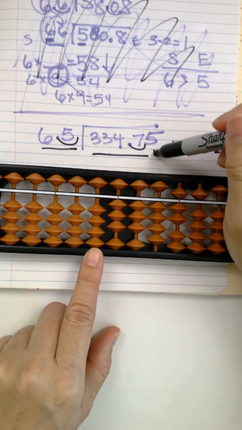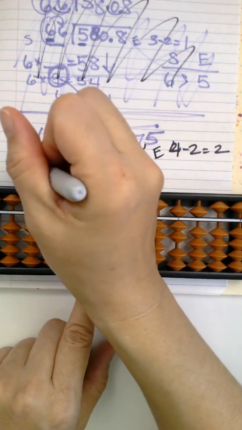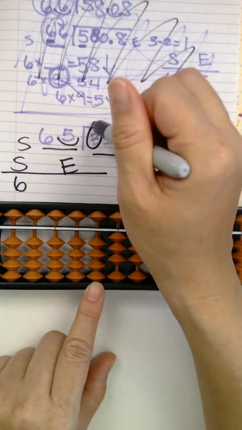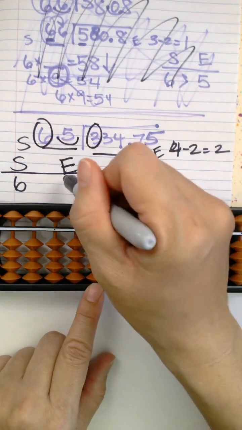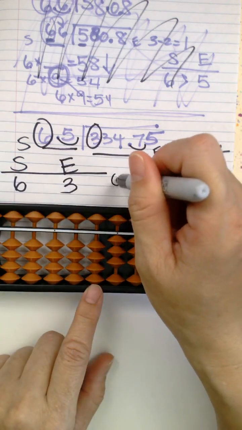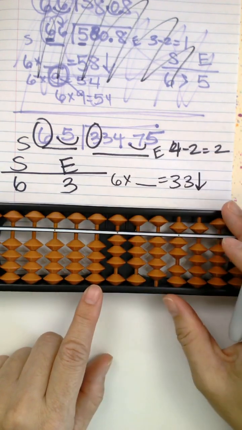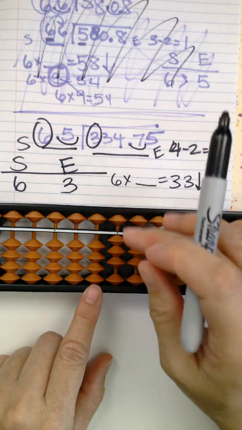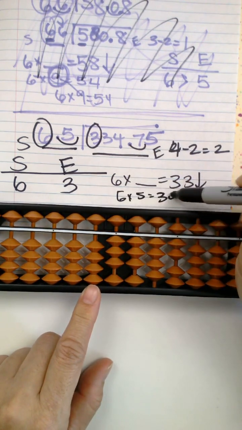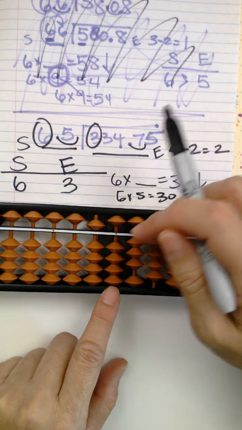So my dividend is still here, my divisor is here. Who is bigger? The divisor is 6, or my dividend, which is 3. You only do the one digit, so the 3. So my 6 is bigger, so it's 6 times what is equal to 33 or less? 6 times 5 is 30. That's the closest. So I'm going to put 5 here. I'm going to take away 30. Take away 3, take away 0.